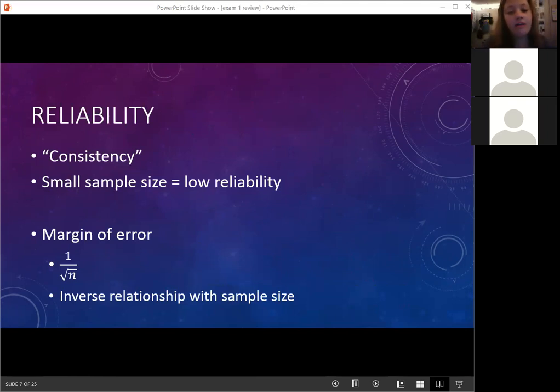Okay, so then our margin of error is kind of like talking about consistency and the fact that we're talking about how much error is going on here, how much wiggle room do we have. So this 1 over square root of n, that's the equation to find your margin of error. And because it's set up like that, and just in general, it does have an inverse relationship with sample size. If you make a small sample size, you're going to have a high margin of error. So once again, you want a large sample size to decrease that error and increase your consistency in that case.